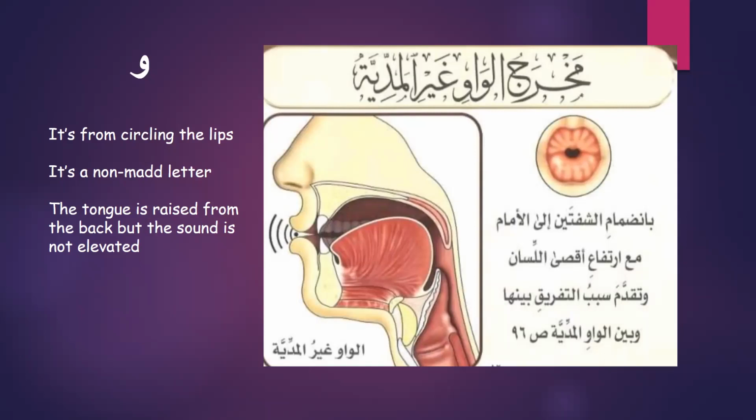Al-waw ghayr maddiyah. Again, the tongue is raised slightly from the back because to pronounce the waw, wu, wa, wi, wu, naturally the tongue will be raised slightly from the back, but since there is no narrowness of the throat and there is no curve in the middle of the tongue, therefore the sound will remain light. The waw ghayr maddiyah is a light letter.